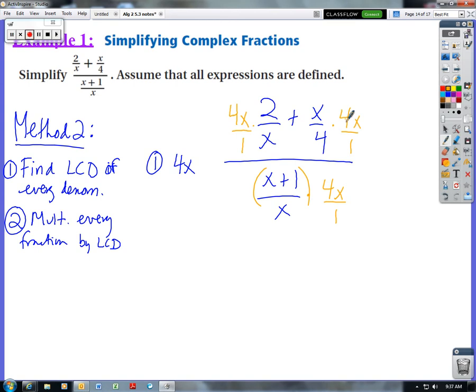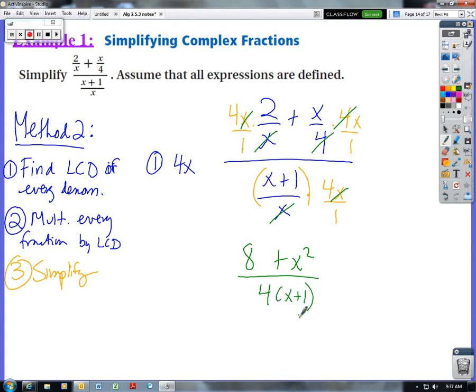Now, multiply and simplify. I'll just put simplify here. So up here, let's go to a new color. These x's are going to cancel, and you're going to have 4 times 2 is 8. Here, these 4's are going to cancel. I'm going to have x times x is x squared. Down here, these x's can cancel because x is being multiplied. It's a factor. And I'm going to have 4 times x plus 1. Well, how about that? We're done already. That was easier, wasn't it?